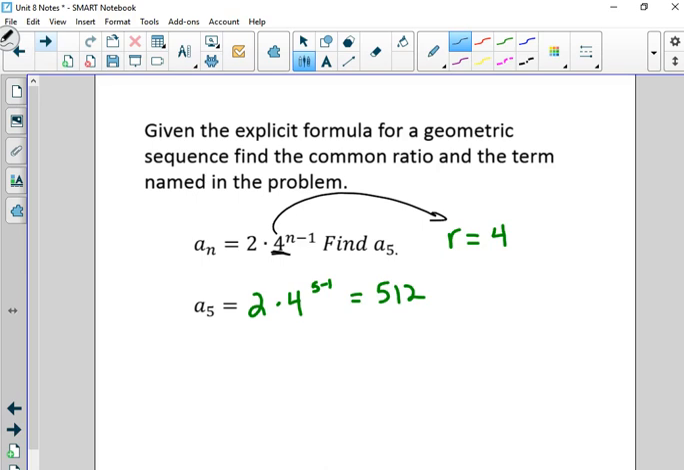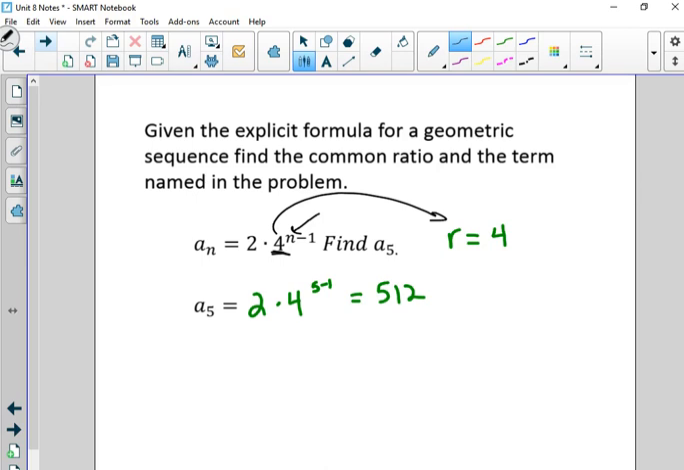Then for the 5th term, all we're going to do is put a 5 right there. 5 minus 1 is 4. 4 to the 4th power times 2. That's it. So 4 to the 4th power is 256. Double that, you get 512.